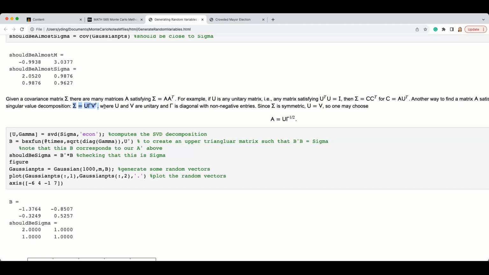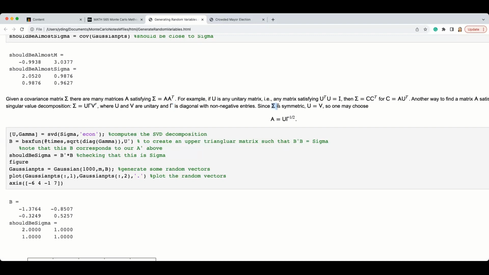Okay. So for this case, you will get the singular value decomposition. So this one will be a diagonal matrix, and then you will have U and V, their unitary matrices. And this diagonal matrix, of course, will always have non-negative entries.